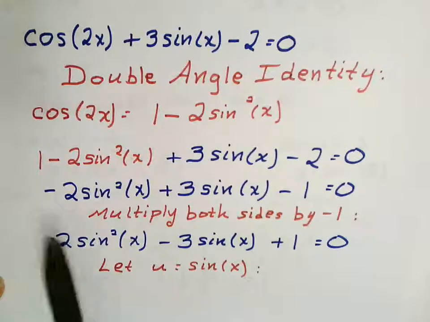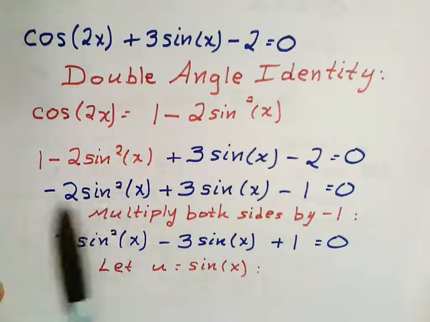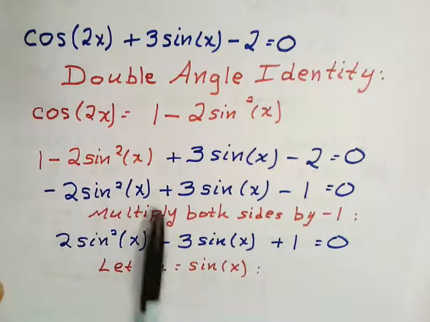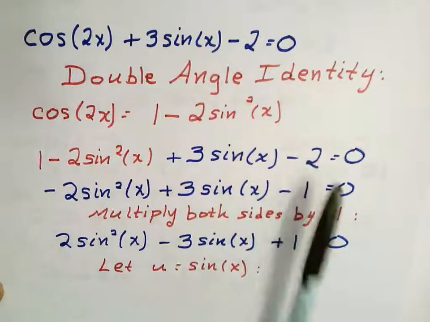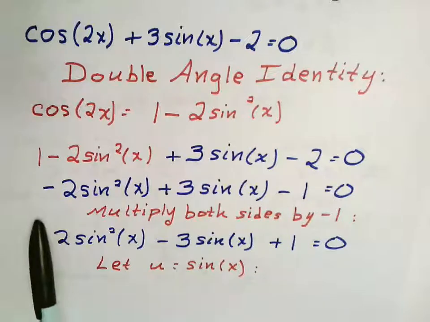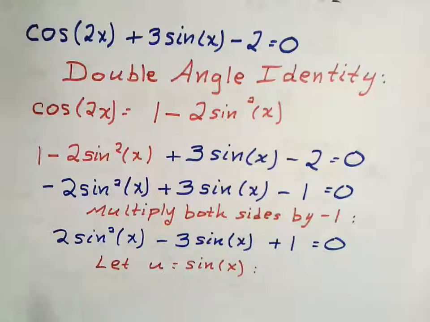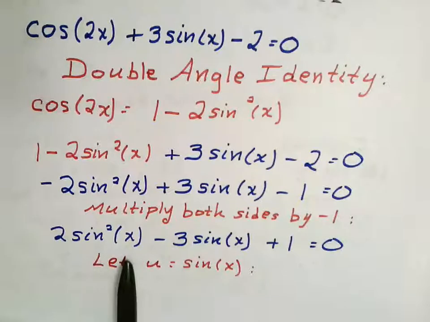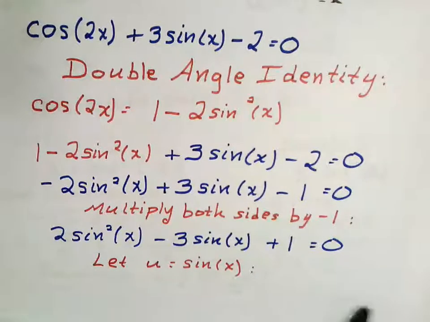Then I put the terms in descending order according to the exponent of the sine. Negative 2 sine squared of x plus 3 sine of x. And a positive 1 plus a negative 2 gives us a negative 1. This first term is negative, so let's make it positive by multiplying both sides by negative 1. So we get 2 sine squared of x minus 3 sine of x plus 1 equals 0.